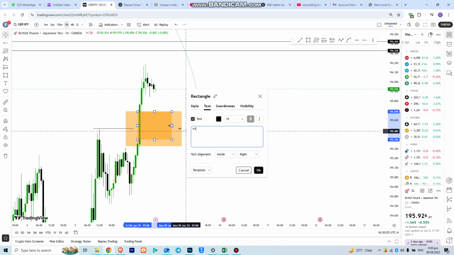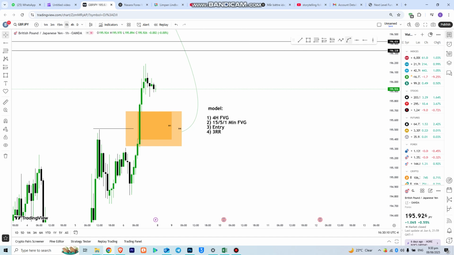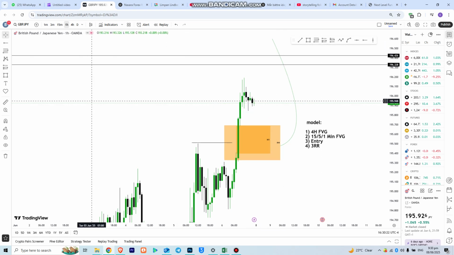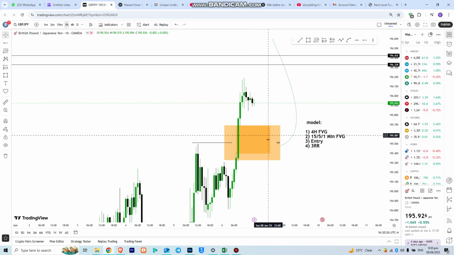H1, there's another fair value gap here. So I'm expecting that I can look for a setup down into this fair value gap. I can look for a sell down into this fair value gap before aiming for what? For a buy. So it goes both ways. That is the internal range and the external range liquidity. So I can still look for a sell down here.